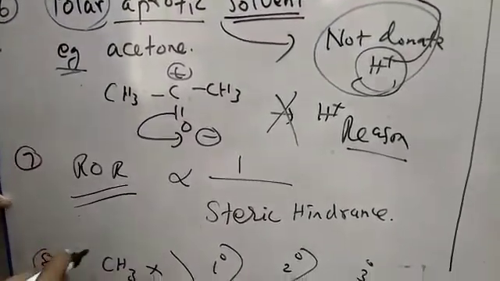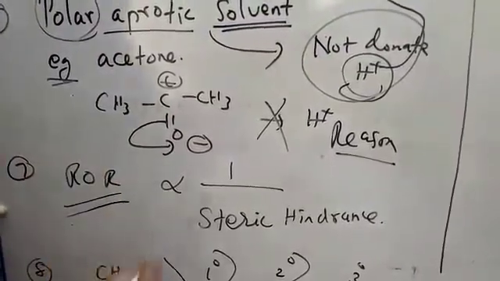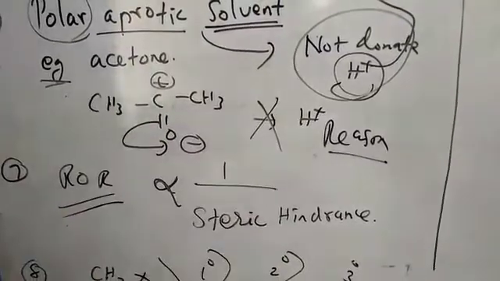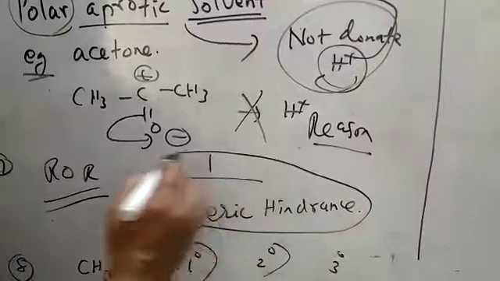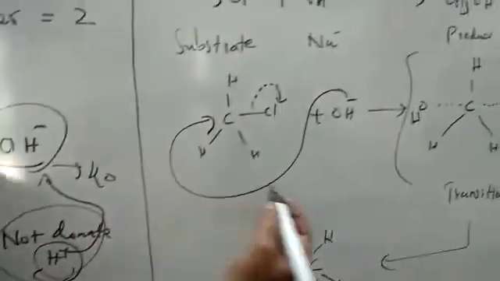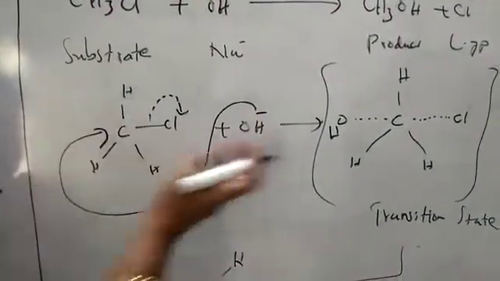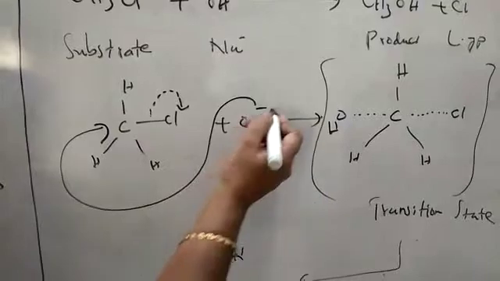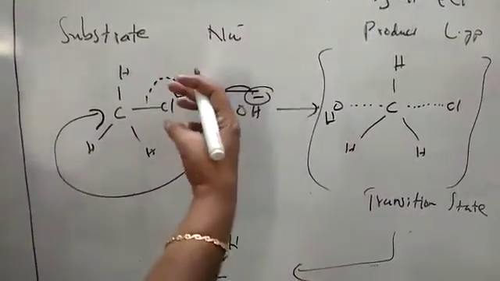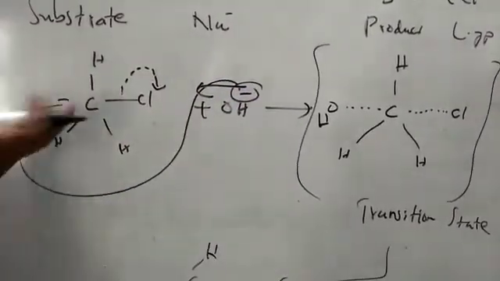The rate of the reaction in SN2, we are seeing the SN2 mechanism, is inversely related to the steric hindrance. What is the meaning of steric hindrance? Please let us see here. The OH is coming and attacking from the backside. Why does it have to approach from the backside? This is minus, this is also minus. Like charges repel, so it cannot approach from this direction. It comes and attacks through the backside.